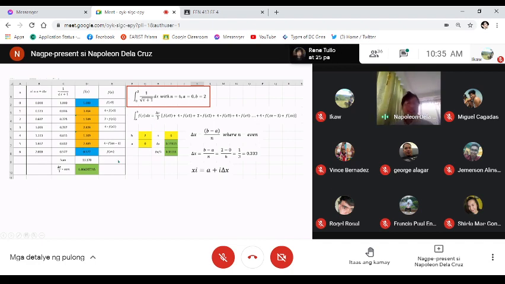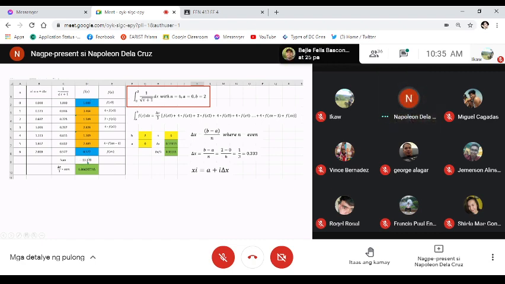Ano? Then next, we need to sum this up. Itong nasa loob ng bracket. You sum this up from here towards here. Sum this up, and this will be now the answer. You sum this up, this will be now the answer.